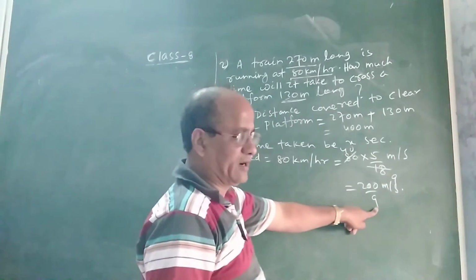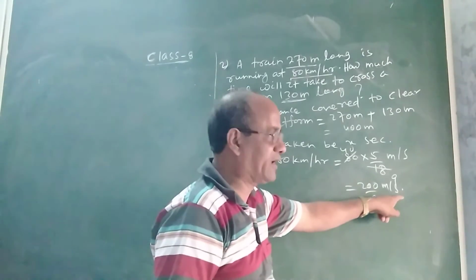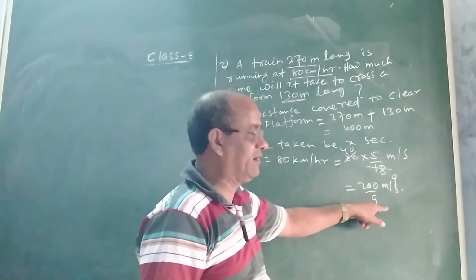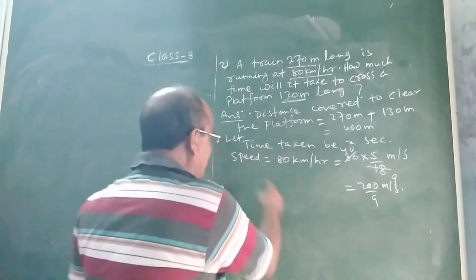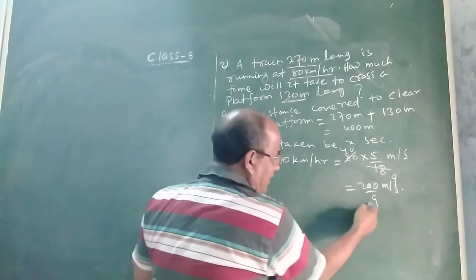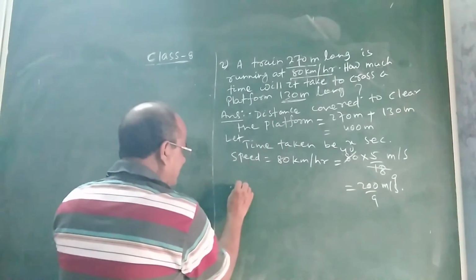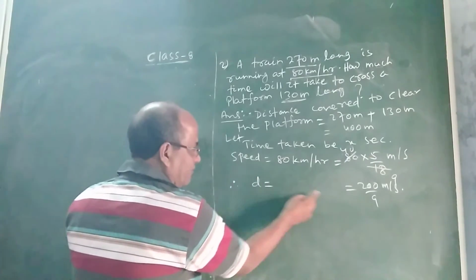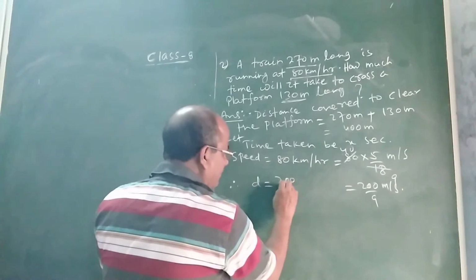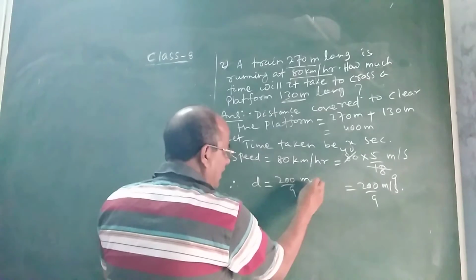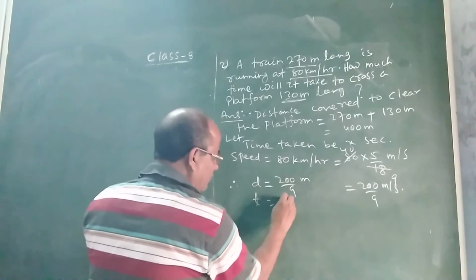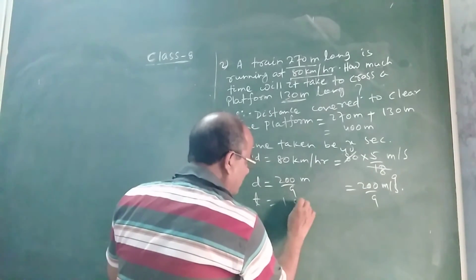This is the speed of the train. See, 200 by 9 meter per second is the speed of the train in meter per second. So if the speed of the train is 200 by 9 meter per second, that means the distance traveled will be 200 by 9 meter, and time will be how much? Per second means 1 second.